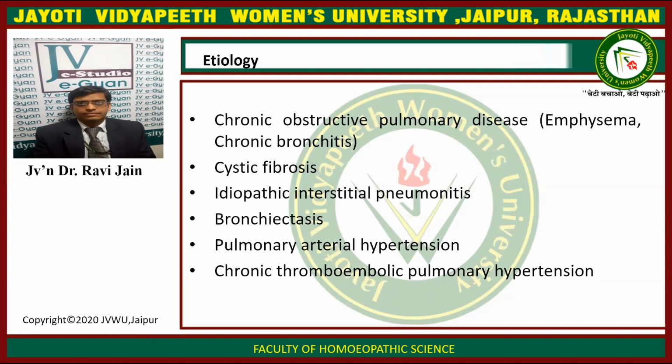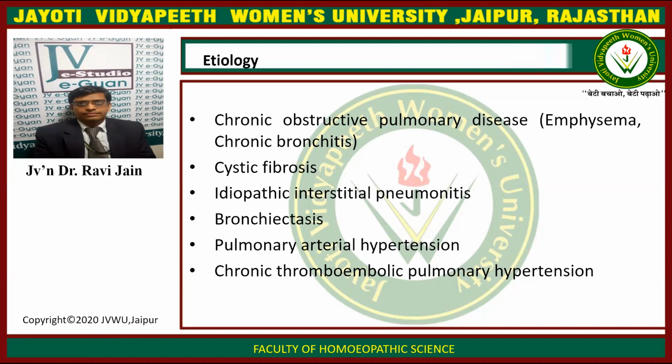Etiology of Cor Pulmonale. The first etiology includes chronic obstructive pulmonary disease that can be emphysema or chronic bronchitis. So COPD can be the etiology. COPD you have already discussed in your third year. Cystic fibrosis, that can be an important cause for the development of Cor Pulmonale. Idiopathic interstitial pneumonitis can be the cause. Bronchiectasis can result into Cor Pulmonale. Pulmonary arterial hypertension can also result in the development of Cor Pulmonale, and chronic thromboembolic pulmonary hypertension, this can also lead to the development of Cor Pulmonale.